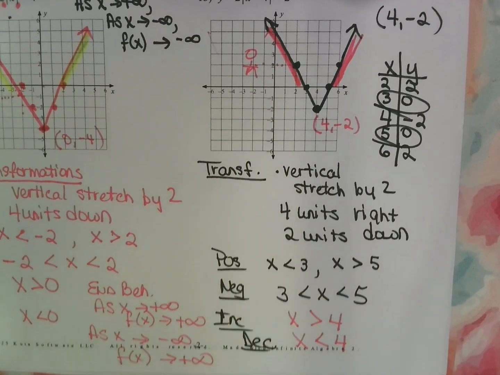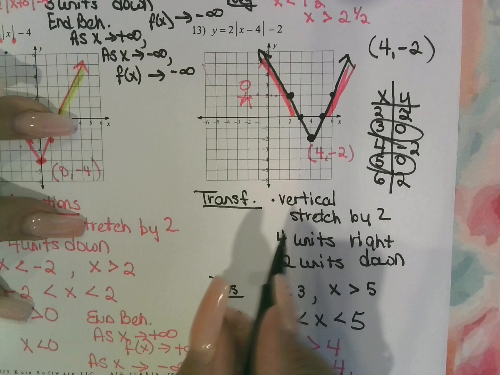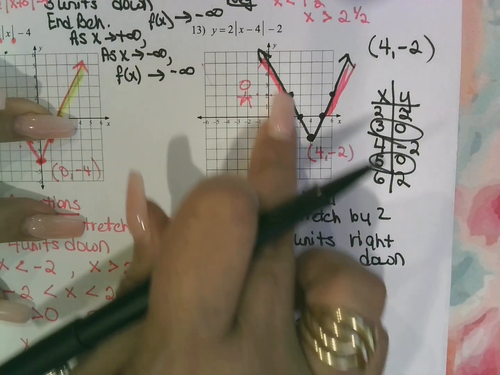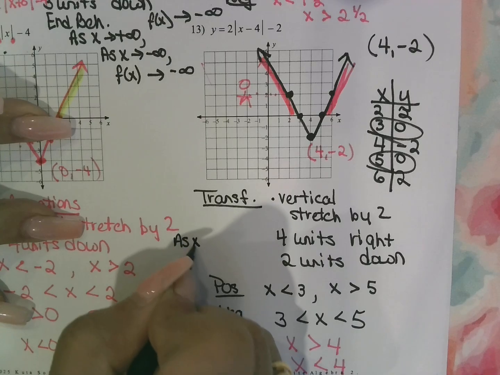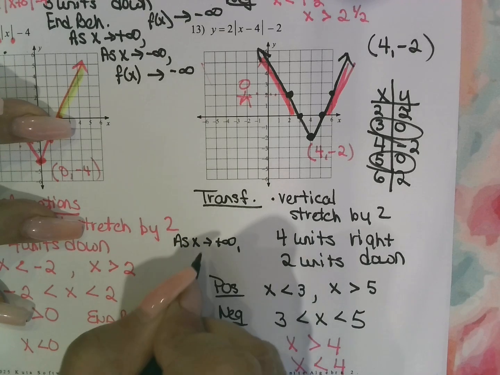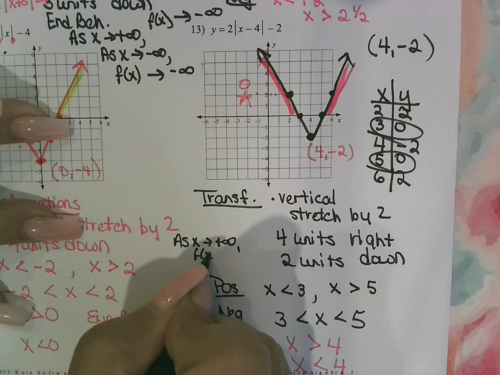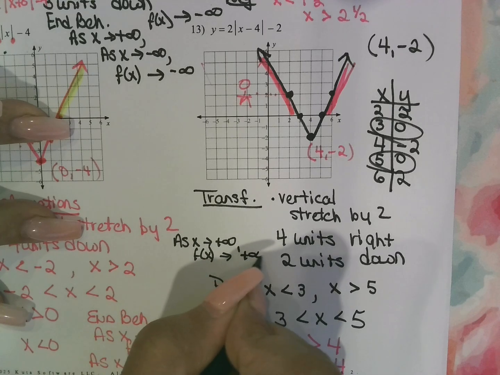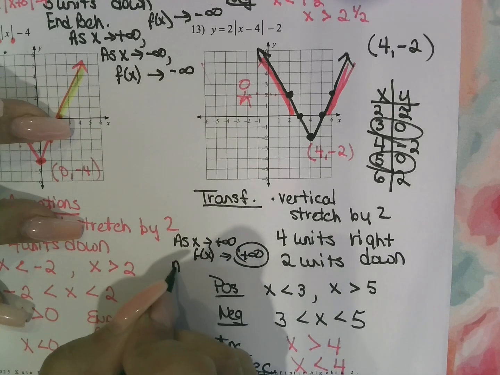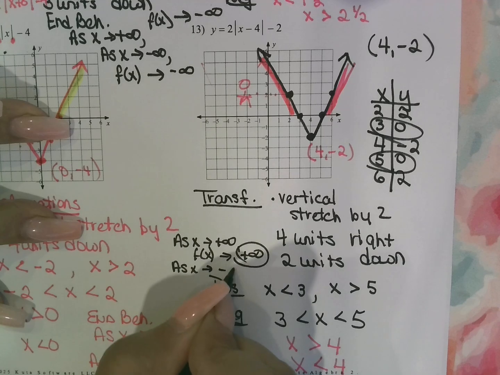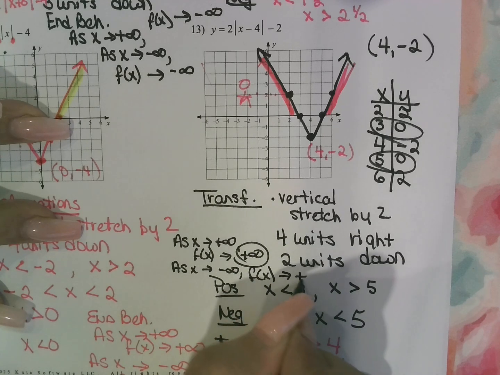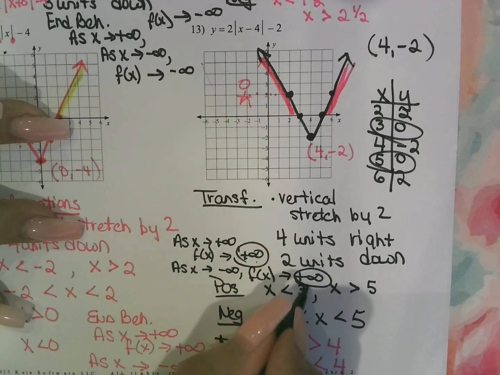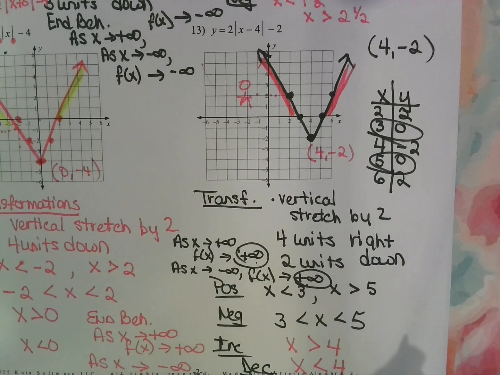End behavior. Let's see if I can squish that in here somewhere. Obviously, it's going to be positive infinity, positive infinity. So as x goes to positive infinity, again, I will give this to you. All you have to write is positive infinity. And then as x goes to negative infinity, again, f of x goes to positive infinity. So these are the two things you're going to write. Okay, so pretty straightforward.